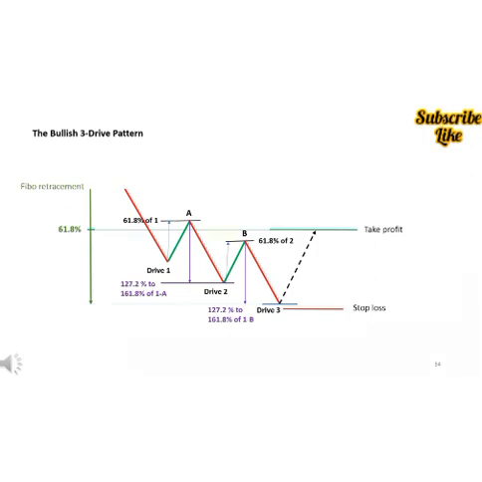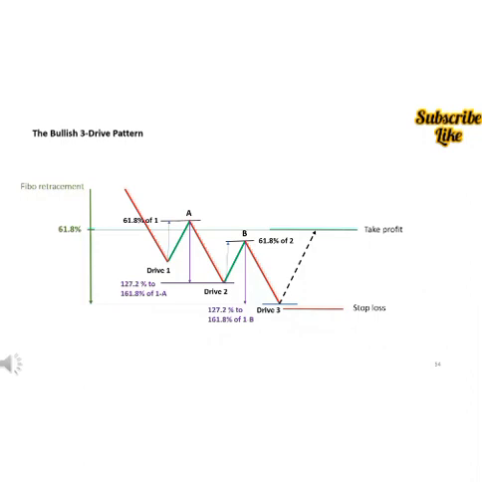This second low should be a 127% or 161.8% Fibonacci extension of the first drive. The price then retraces once again, and makes a third drive down which should also be a 127% or 161.8% Fibonacci extension of drive 2. It is this third drive that you want to pay the most attention to, as this is where you are looking for a long entry.